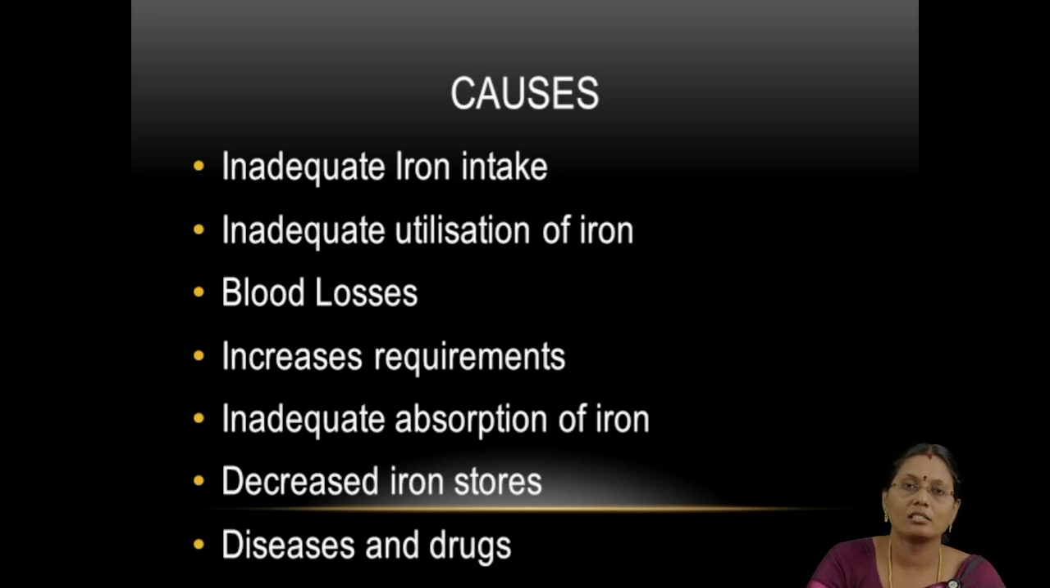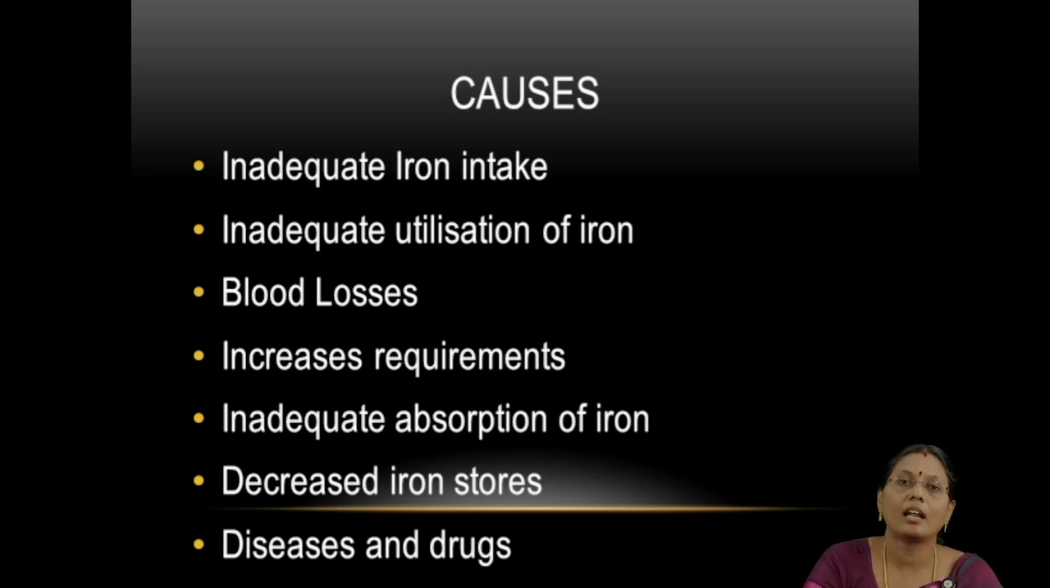Then the next cause is inadequate utilization of iron. This is caused by gastrointestinal disturbances. Then blood losses. This is due to accidental hemorrhage and chronic infections like tuberculosis, ulcer. These are some of the conditions that lead to heavy blood loss. This is also one of the causes of anemia.